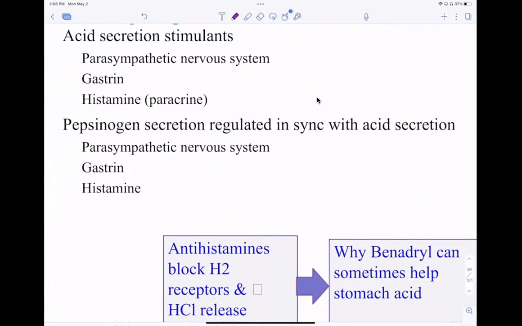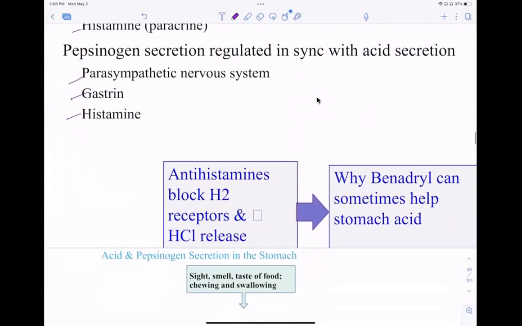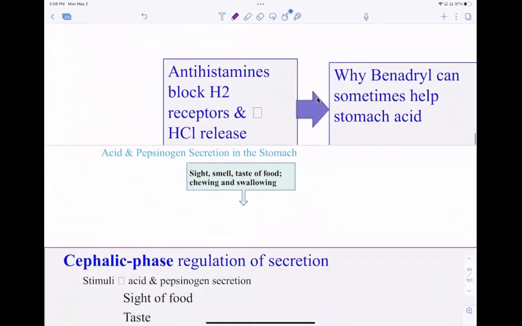Acid secretion. So when you're secreting hydrochloric acid, it stimulates the parasympathetic nervous system. It stimulates the release of gastrin and histamine. Pepsinogen secretion is regulated by parasympathetic, by gastrin, and by histamine as well. So these things are stimulating digestion in the stomach.